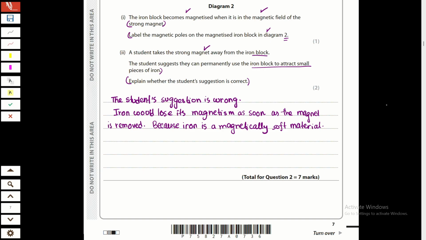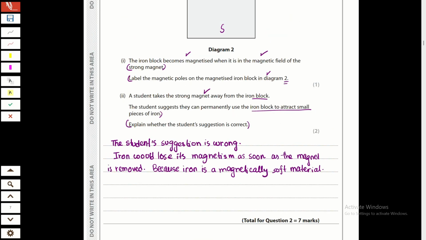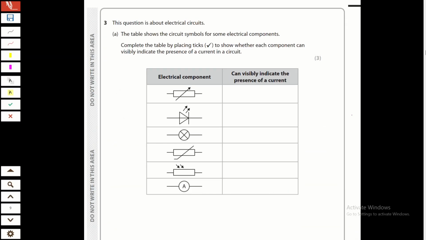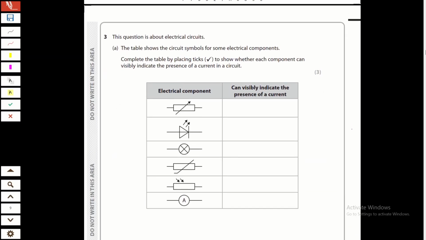All right, so we are done with question 2 as well. I hope you have understood all the parts of question 2.